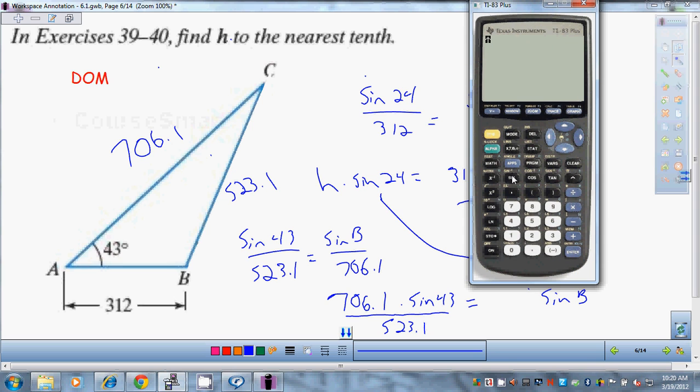Sine inverse. Sine inverse of 706.1 times sine 43. Close parentheses. Now actually, you don't have to be doing this, I'm just showing you. I'm going to make two parentheses, because now I need to divide that by 523.1. Nope, I need another set of parentheses, one around the whole numerator. Therefore I need a... I know. Don't steal my thunder. My thunder is everything to me. Okay, make sure you're in degree mode because you're using degrees.